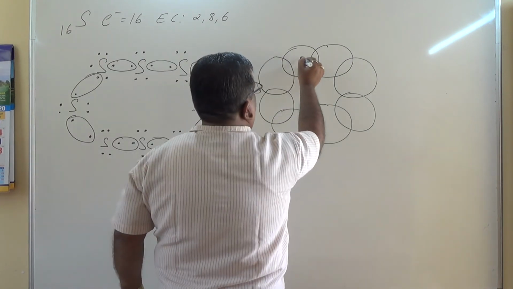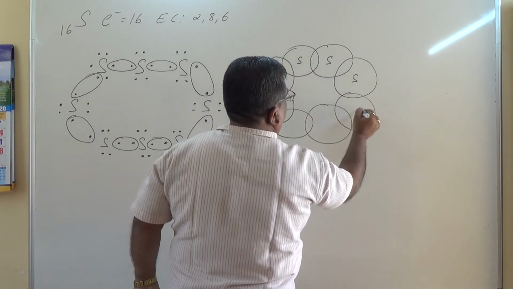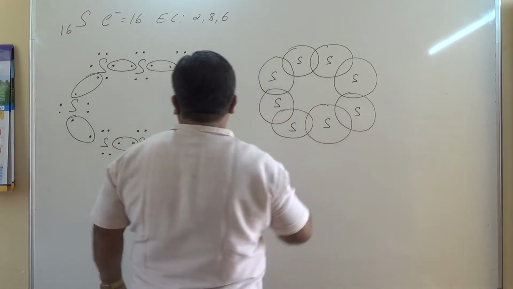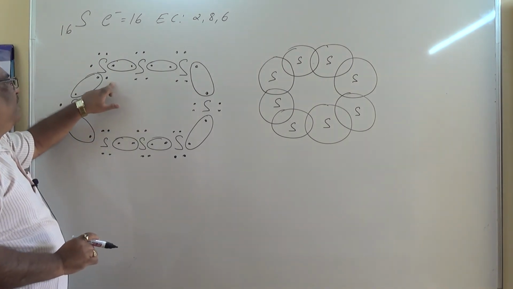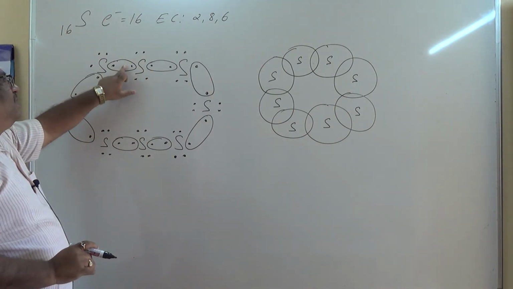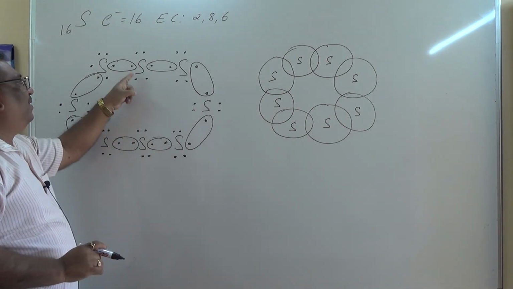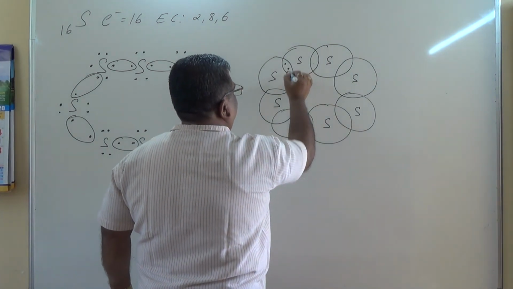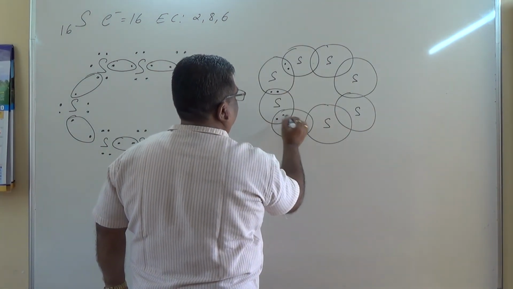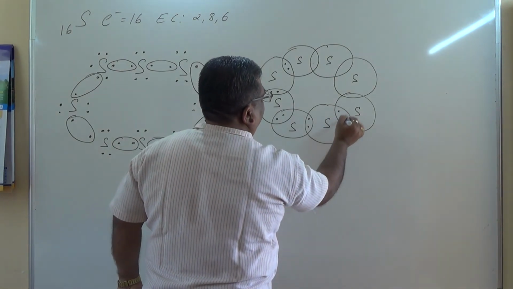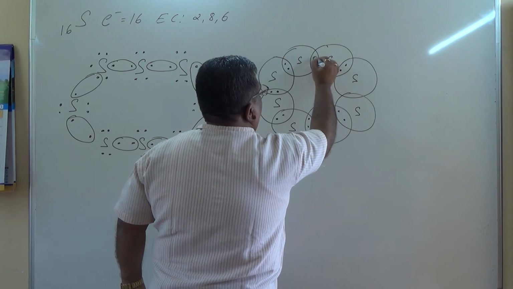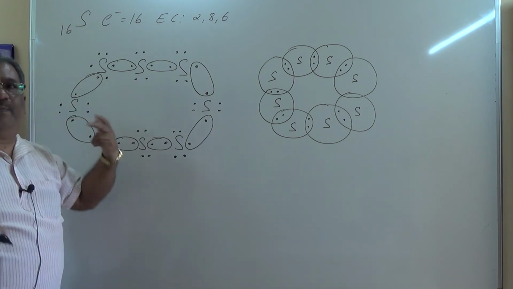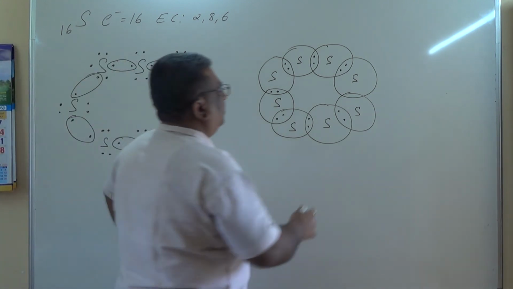Let us represent sulfur everywhere. From this you can conclude that everywhere the bond formation is a single covalent bond. One pair of electrons is shared, and therefore everywhere I'll represent one pair. From this you can see everywhere the number of shared electron pairs is one pair, isn't it? Here also.